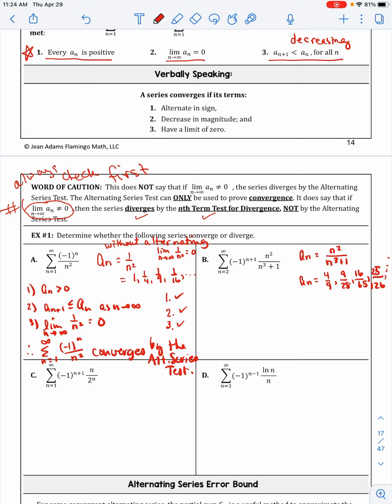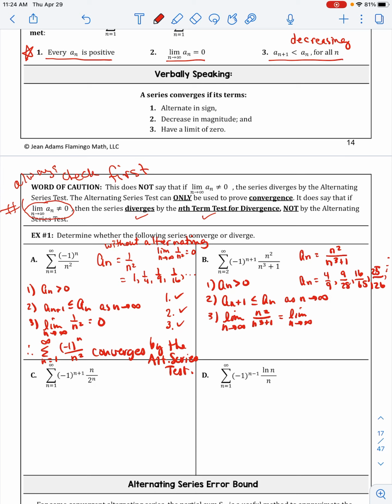Okay? So are my values getting smaller, smaller, smaller? Yes. Okay, they're all positive, and they're getting smaller. So number 1, my a sub n is always greater than 0. Number 2, they are all getting smaller. So my a sub n plus 1 is less than or equal to my a sub n, and I think it specifically said less than, but I think in my calculus book it uses the term less than or equal to, but I'm going to check that. As n goes to infinity.